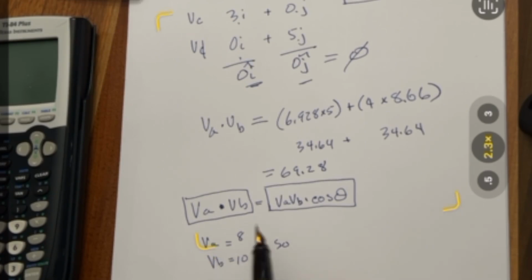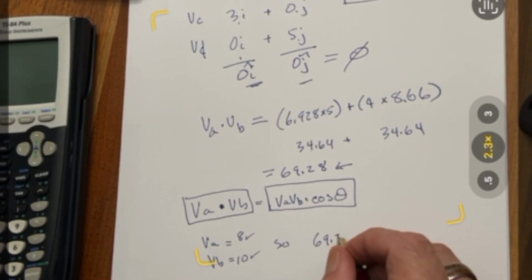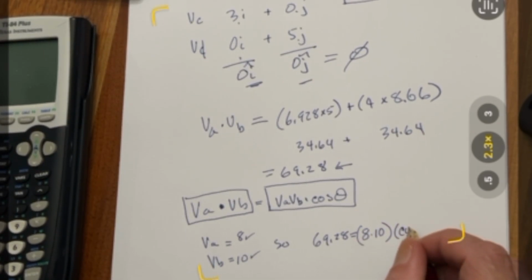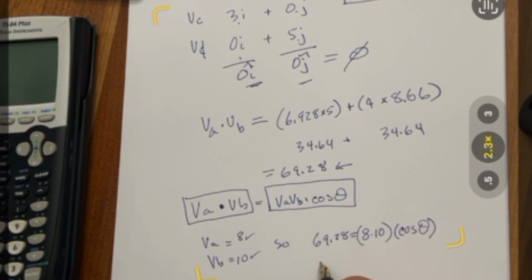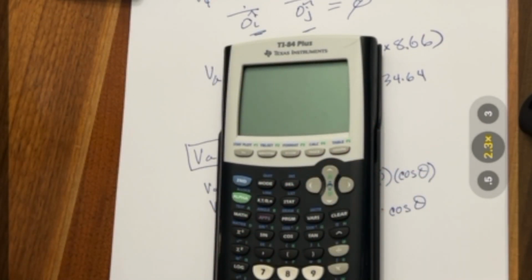Well, what if you're not given the angle between them, but you are given the magnitude of the vectors as we were here? So what we know is by calculating the dot product, we know that 69.28 in this case equals 8 times 10 times the cosine of angle theta. And if we take 69.28 divided by 80, that equals the cosine of theta.